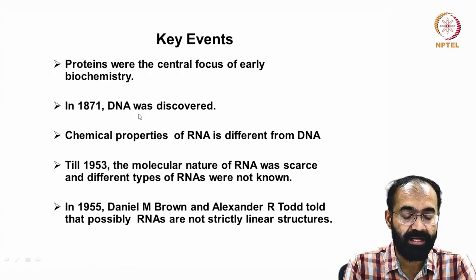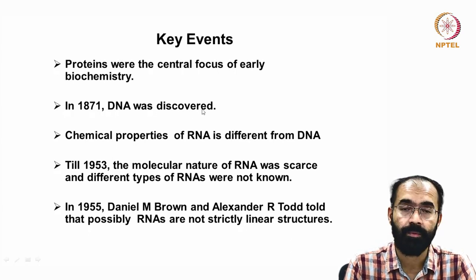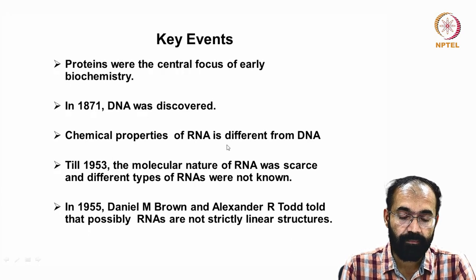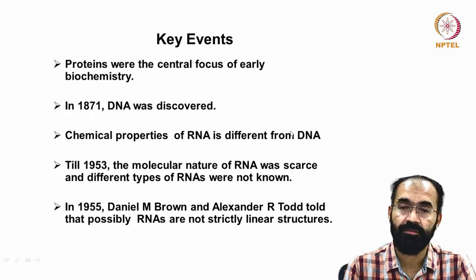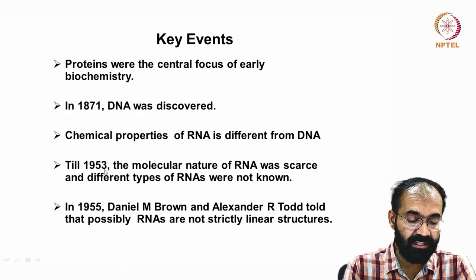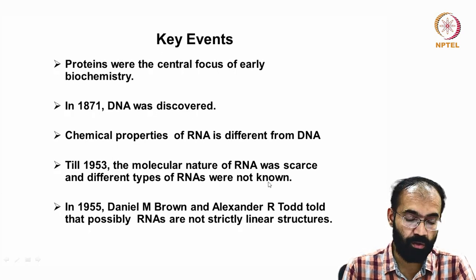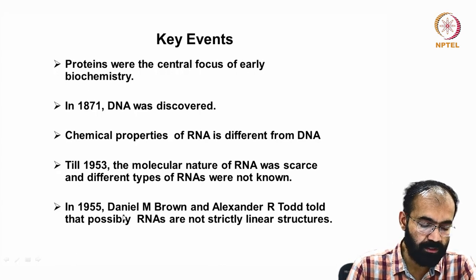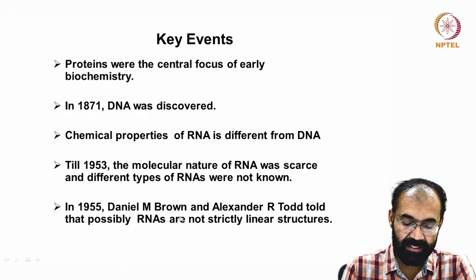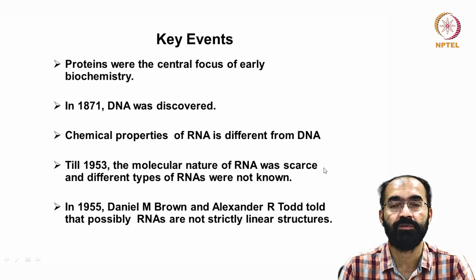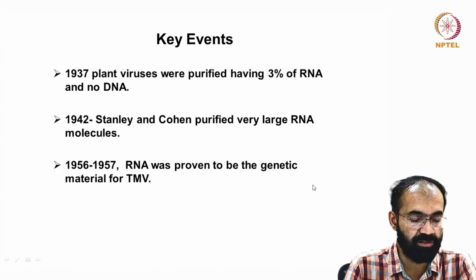In 1871, DNA's existence was discovered, but we never knew its structure until almost 80 years down the line. That the chemical properties of RNA are different from those of DNA was also known. Until 1953, knowledge of the molecular nature of RNA was scarce, and different types of RNA were not known. In 1955, Daniel Brown and Alexander told that RNA is possibly not a strictly linear structure, meaning it can adopt secondary and tertiary structure, which was a big revelation in RNA biology.